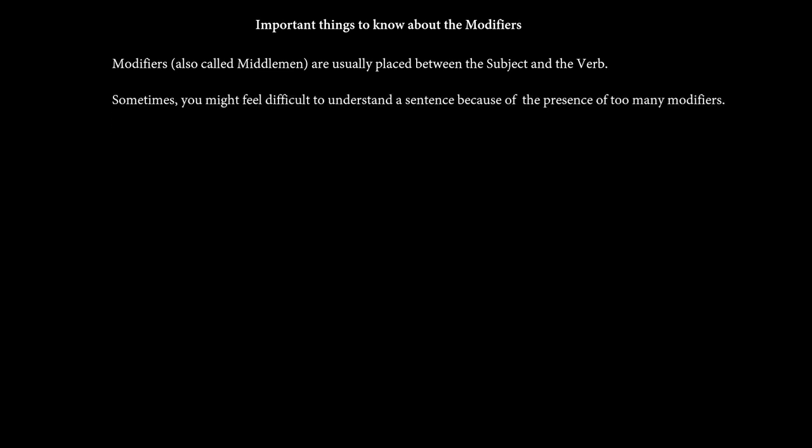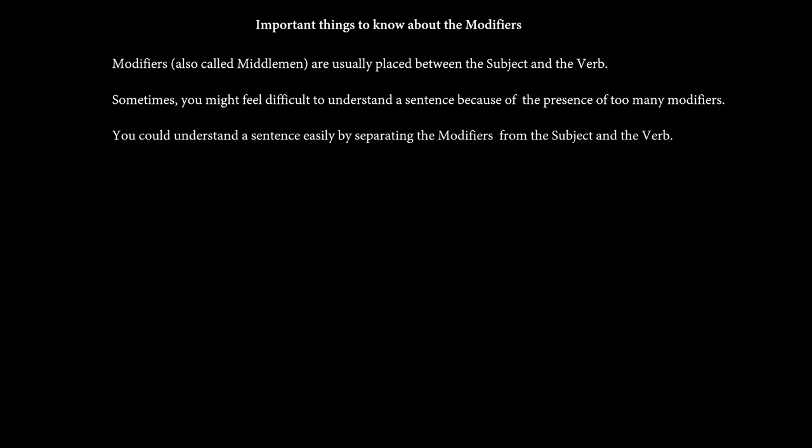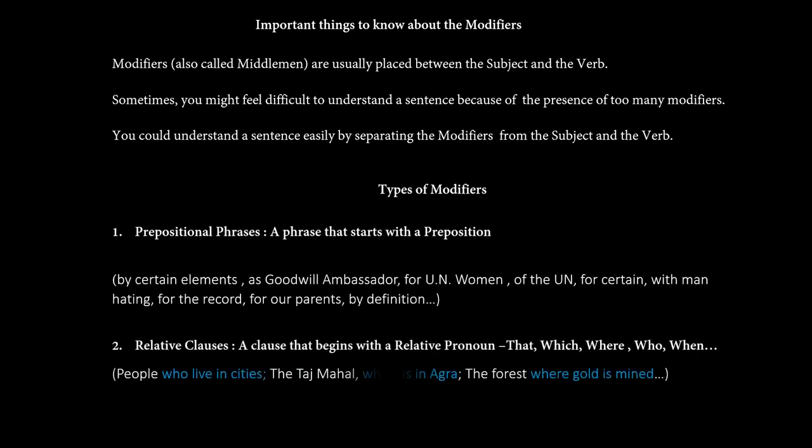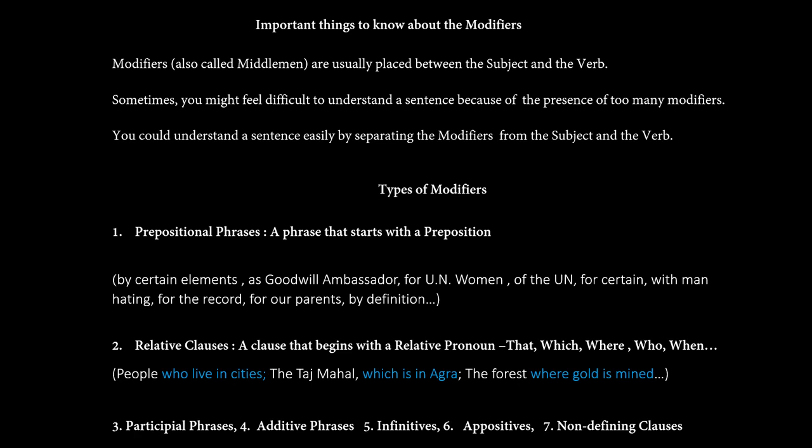Important things to know about the modifiers. Modifiers, also called middlemen, are usually placed between the subject and the verb. Sometimes you might find it difficult to understand a sentence because of the presence of too many modifiers. Of course, you could understand a sentence easily by separating the modifiers from the subject and the verb. Types of modifiers: prepositional phrases, relative clauses, participial phrases, additive phrases, infinitives, appositives, and non-defining clauses.